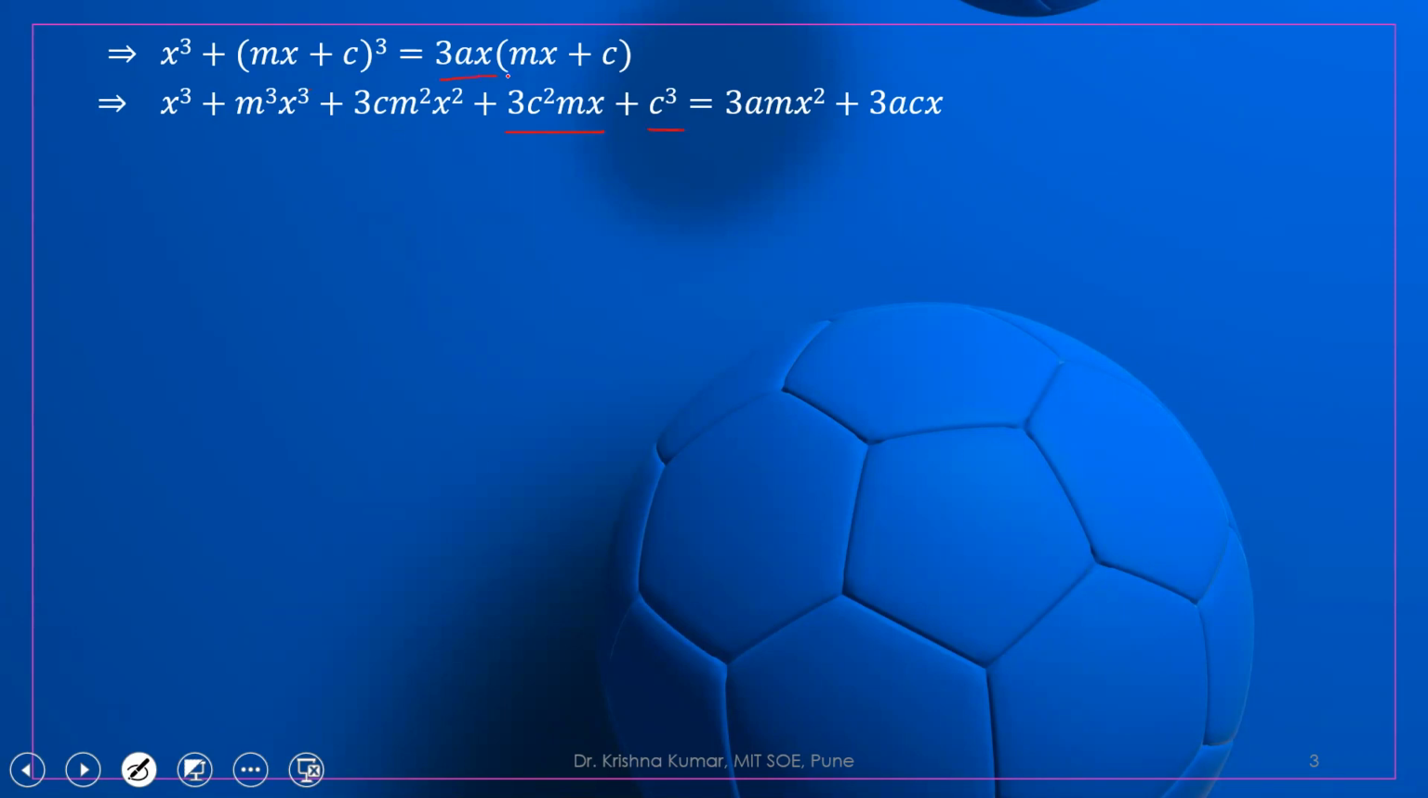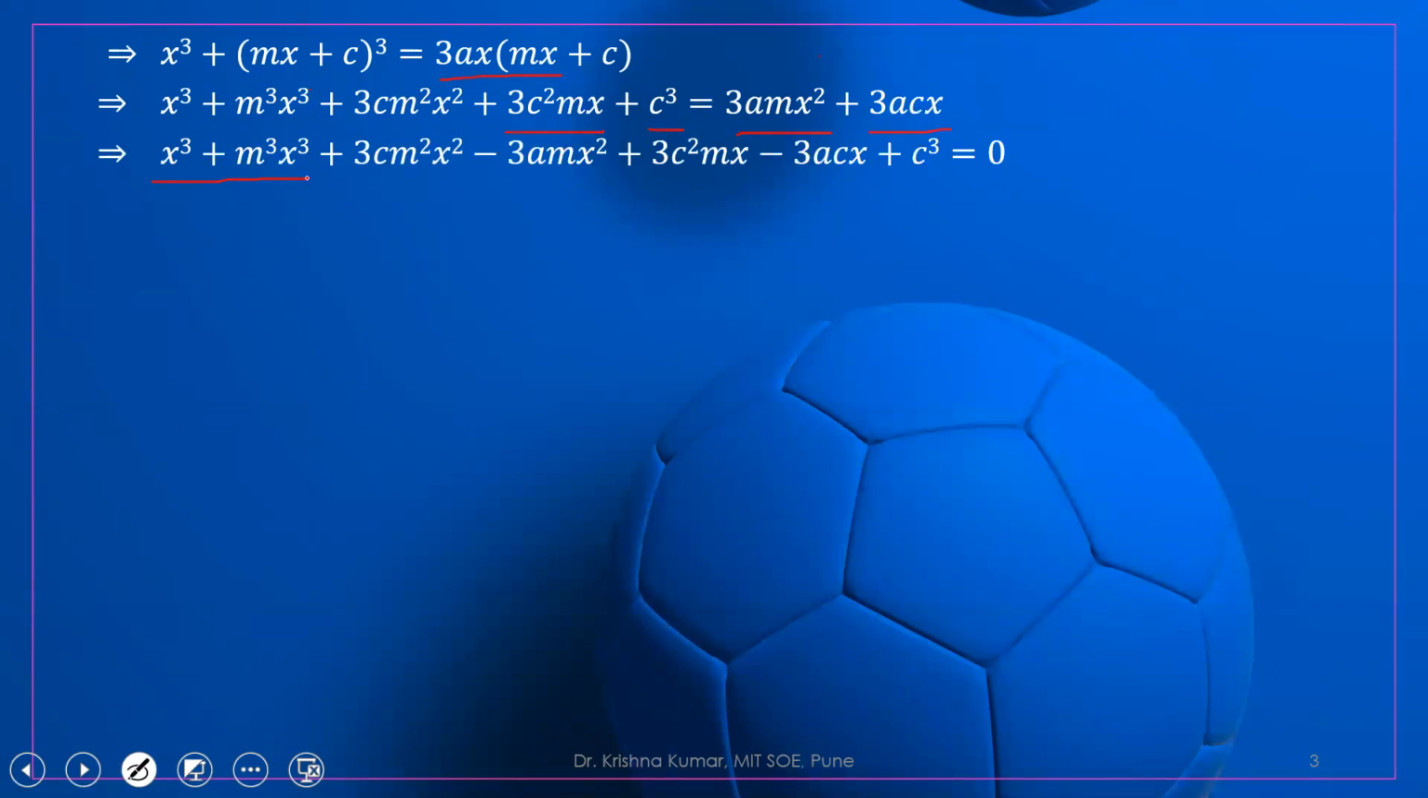And if you multiply, this is what it is: 3am x^2 and 3acx. Correct. Now again simplify it. What we will do? Let us write down x^3 + m^3 x^3, these first two terms. Then we take this term 3cm^2 x^2. We will write down the whole equation in descending power of x. So this is 3cm^2 x^2.